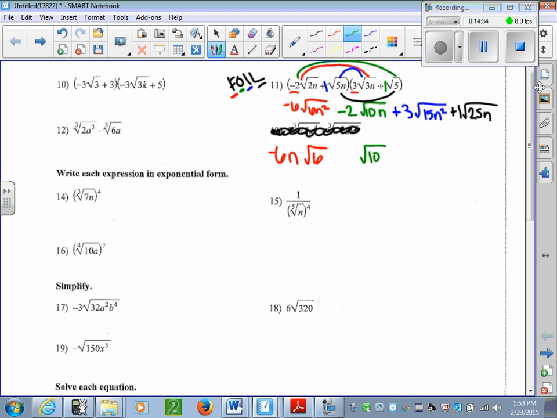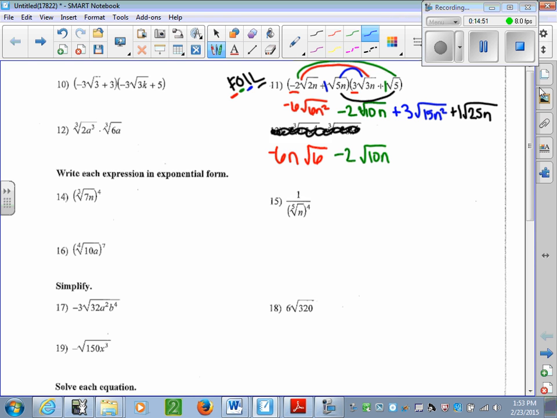What about this n here? There's one n, but remember, since my index is a 2, they can only come out in pairs. And this n doesn't have a partner to pull it out, so it's stuck under the radical. Alright, so that doesn't change. So let's go on to the next term.